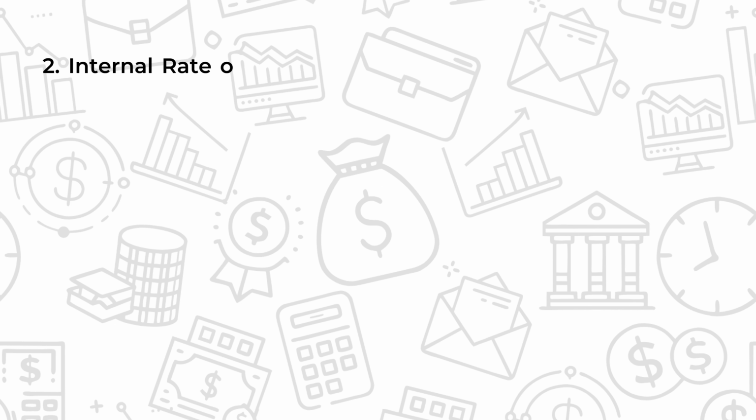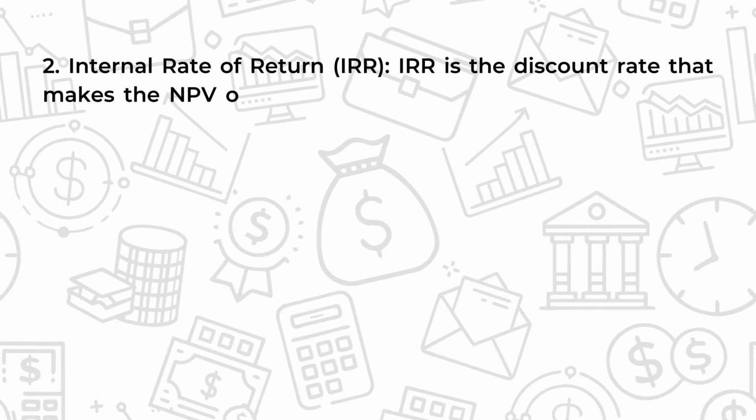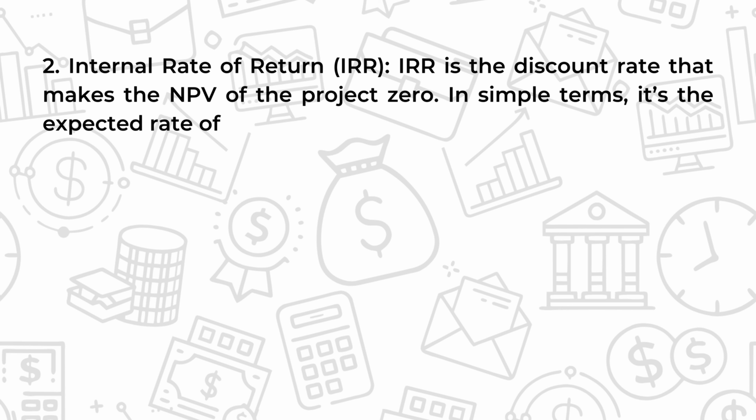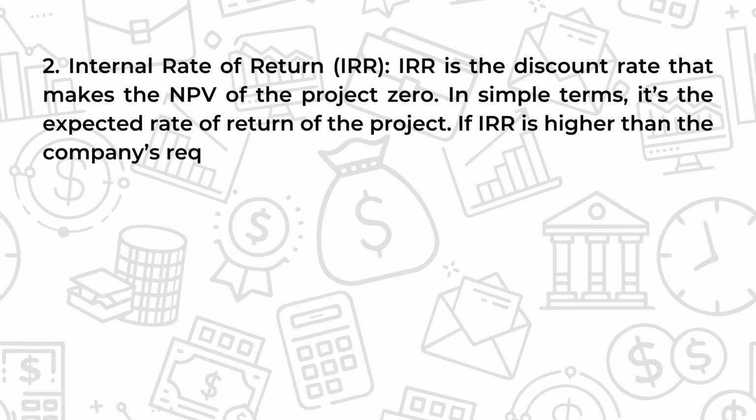Number 2. Internal rate of return. IRR is the discount rate that makes the NPV of the project zero. In simple terms, it's the expected rate of return of the project. If IRR is higher than the company's required rate of return, the project is attractive.